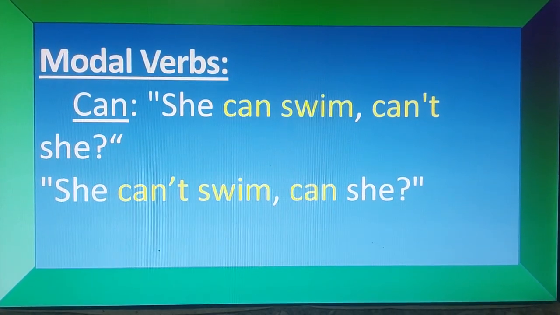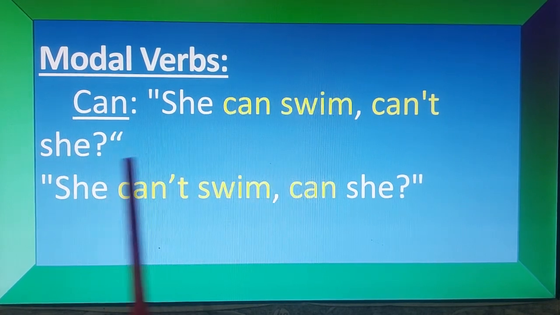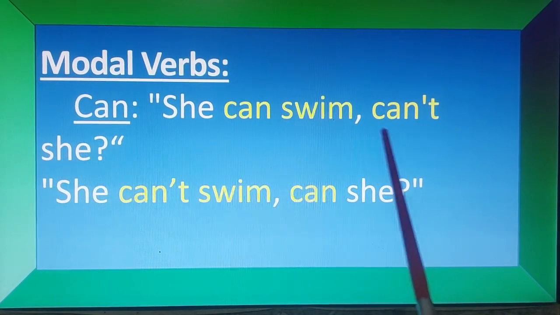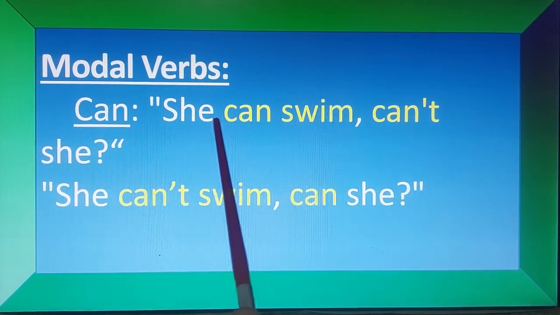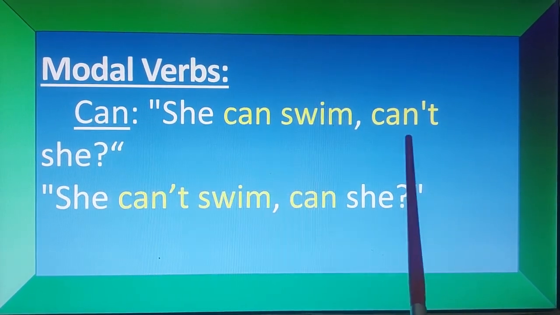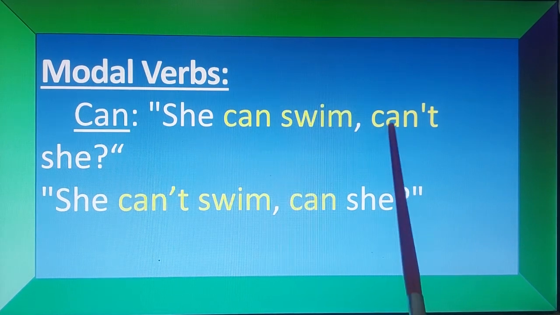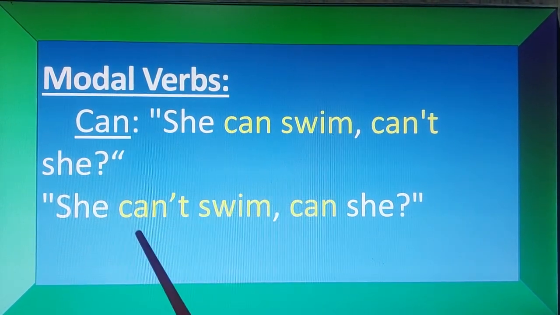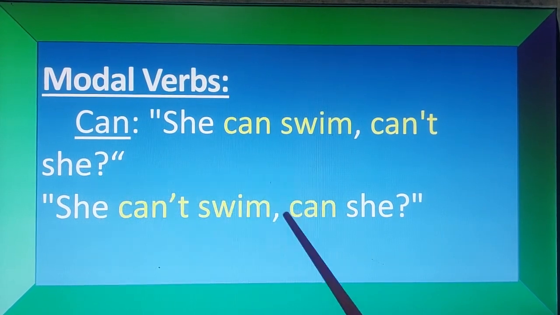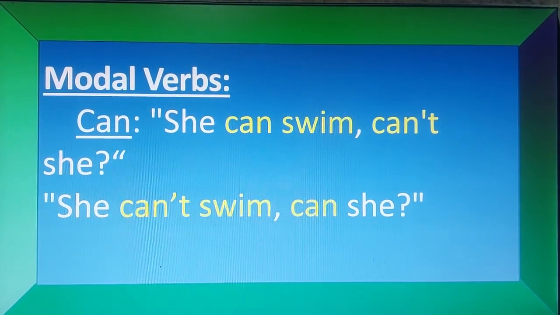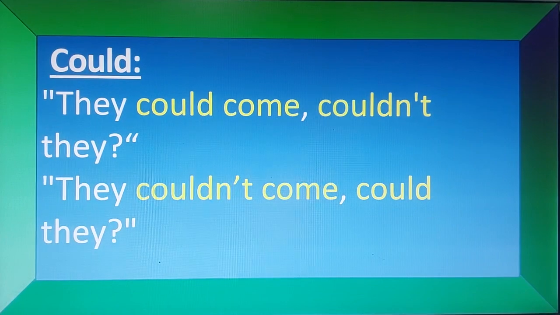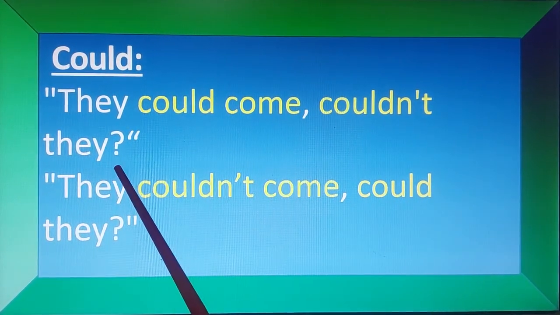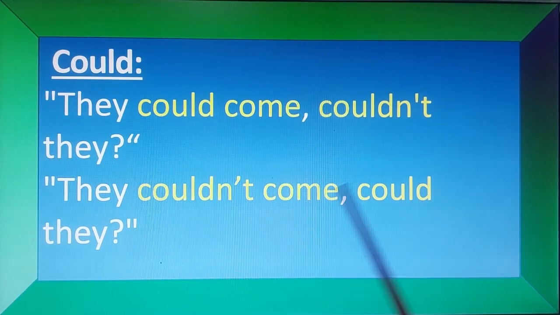So you have to adjust for modal verbs. A modal verb in the statement must be kept in the tag question. If we have can here, use can here in the negative form. If you have must or will or whatever, you keep the same modal verb. Could. They could come, couldn't they? They couldn't come, could they?